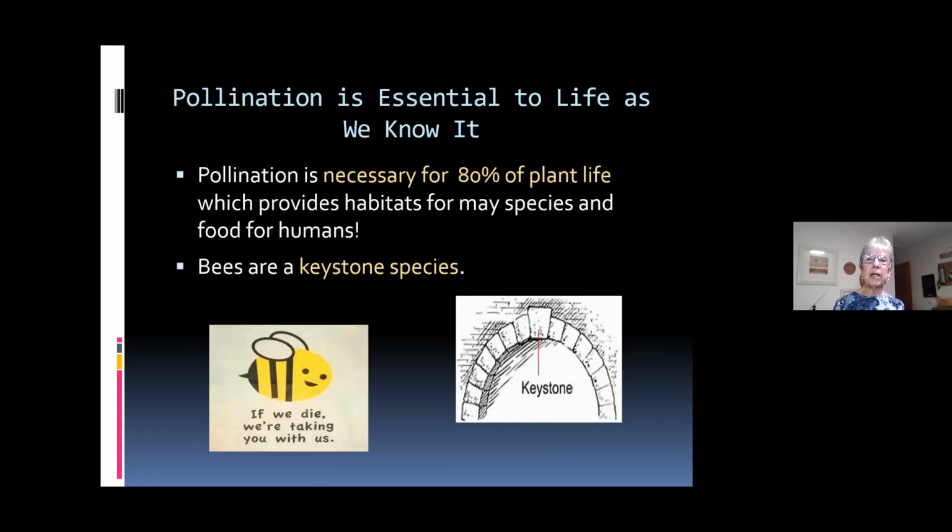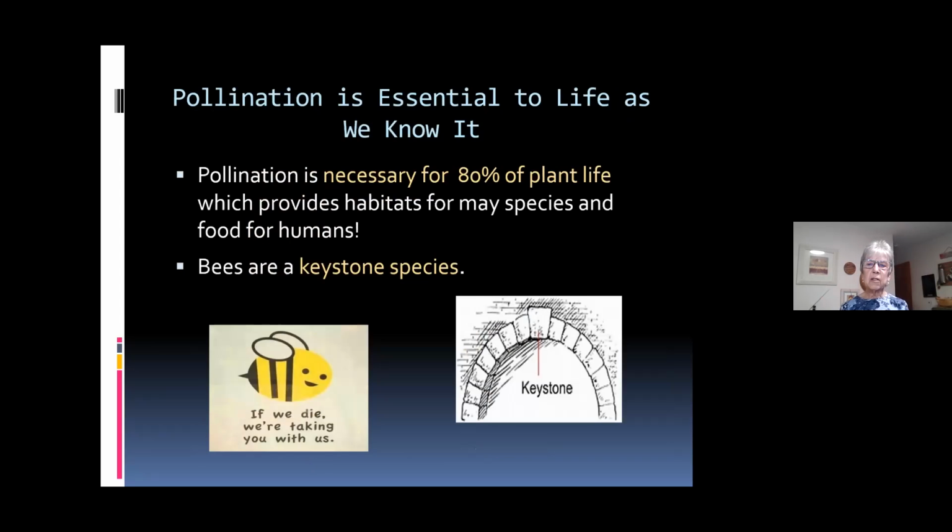Pollination is necessary for 80% of the plant life, and the other 20% is pollinated through the air. It's windborne, and right now, many of us are kind of susceptible to all that pollen in the air, and we get scratchy throats and stuffed up noses, but this is what happens in the spring. But anyways, bees are a keystone species because they're necessary for that process to happen.